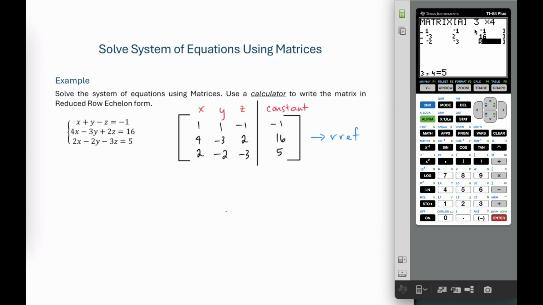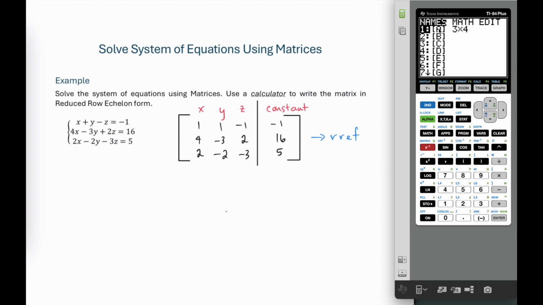I find it a little difficult to see the complete matrix in this window, so what I like to do is quit out of this matrix menu, select matrix again by hitting second and then this reciprocal button. We've already edited and put the matrix in. Now I just want to display it.